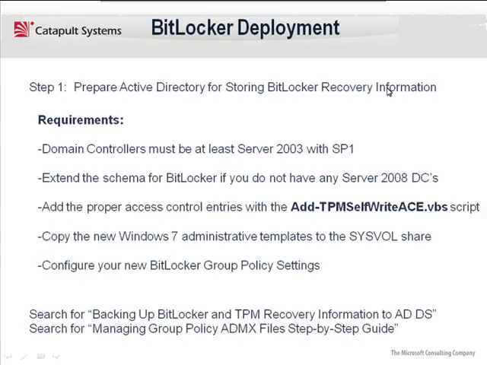After that, you can take the new Windows 7 administrative templates that you find in the C:\Windows\PolicyDefinitions folder and copy them to the SYSVOL share on your domain controller. After that, you can open up the Group Policy Management console and configure your new BitLocker group policy settings.